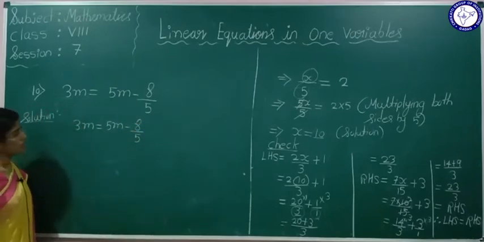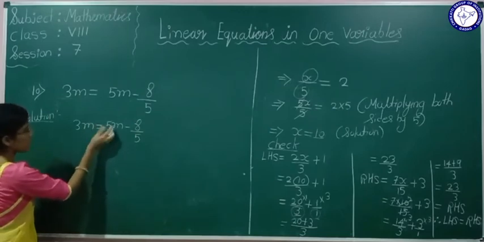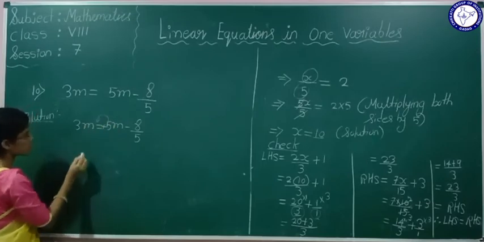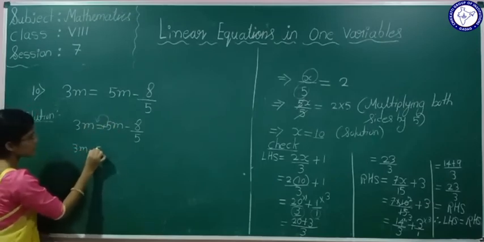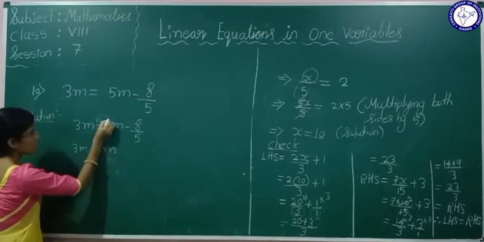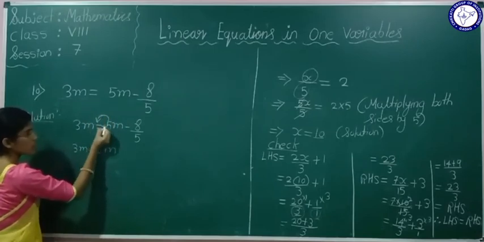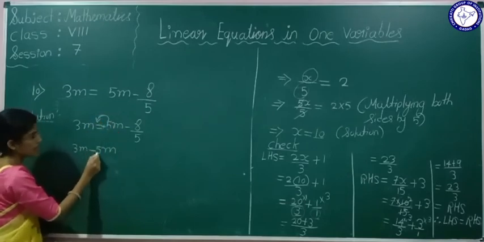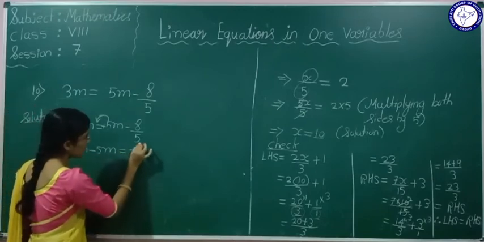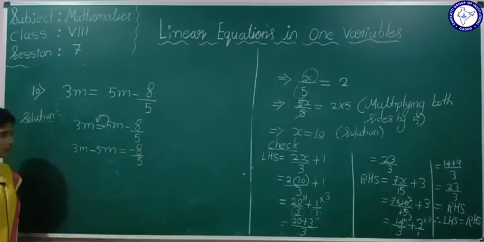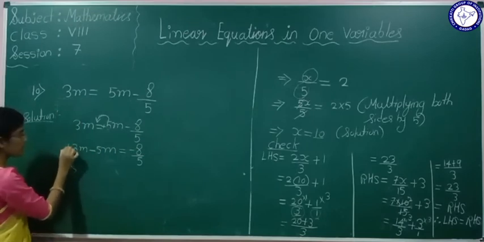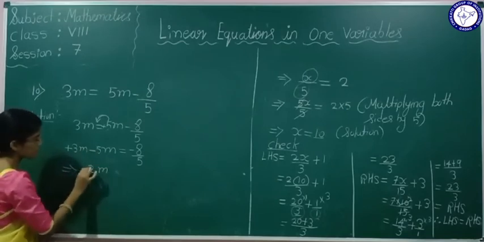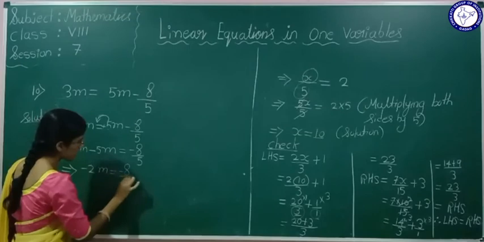Okay. Now what do we have to do here? Take the variable on one side. Here plus 5m is there. Take this side. What will it become? 3m minus 5m. When you transpose, the sign is going to change. The plus 5m, if you take this side, will become minus 5m is equal to minus 8 by 5. So plus minus is minus. 5 minus 3 is 2. So minus 2m is equal to minus 8 by 5.